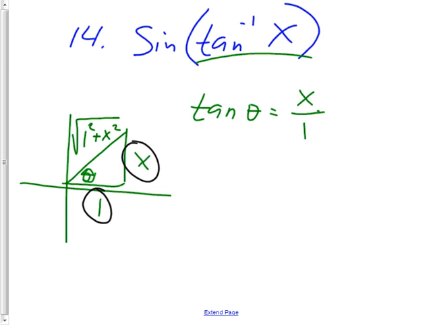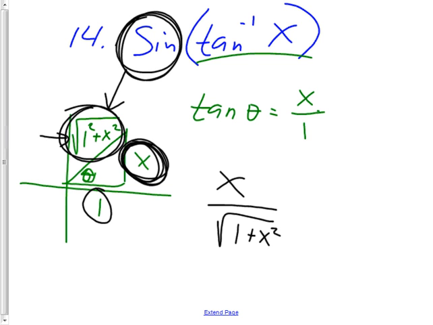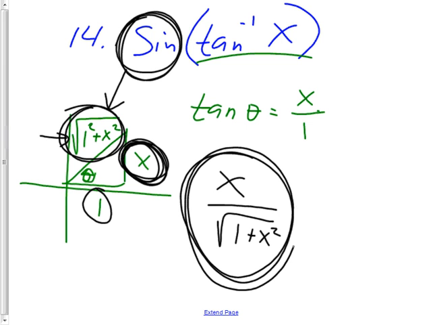Because now I have to do sine within this triangle I just created, and I'll need the hypotenuse to be able to do sine, right? So sine is opposite over hypotenuse. If I hadn't ever figured that out, I wouldn't be able to answer the question. So sine is opposite over hypotenuse, otherwise known as x over the square root of 1 squared, which is just 1, isn't it? 1 plus x squared. There's your answer.